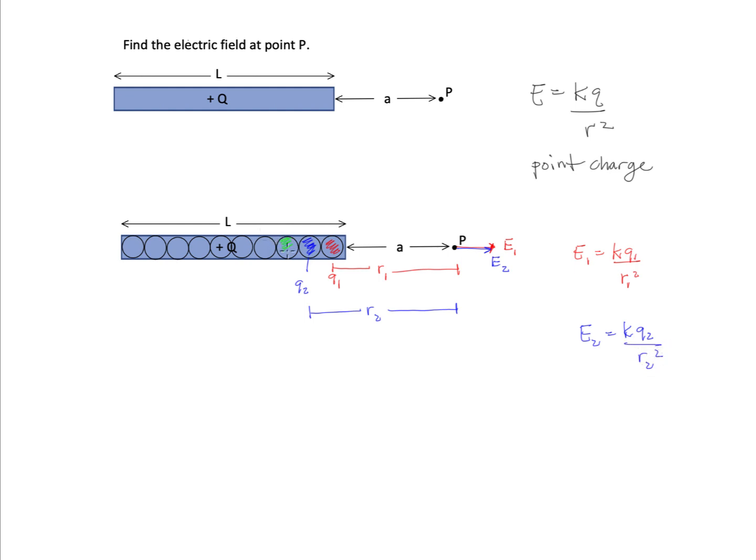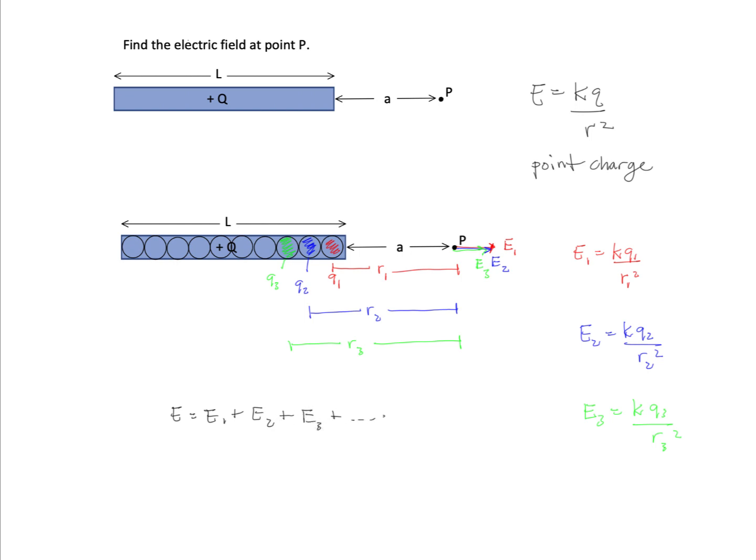And of course, we could continue to do this. So let's say this green charge is Q3. Q3 is some distance R3 away from point P, and Q3 would also create an electric field going to the right with a magnitude of E3. And of course, E3 would be K Q3 over R3 squared. Now, if we continue to do that for all of these little bits of charge, we could approximate the field at point P by just summing up all of the electric fields. So the electric field at point P would just be E1 plus E2 plus E3, etc.